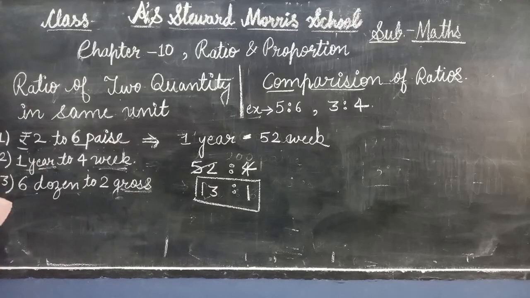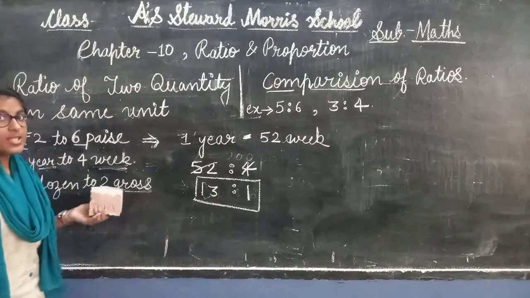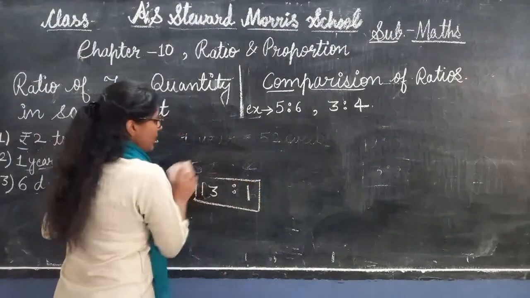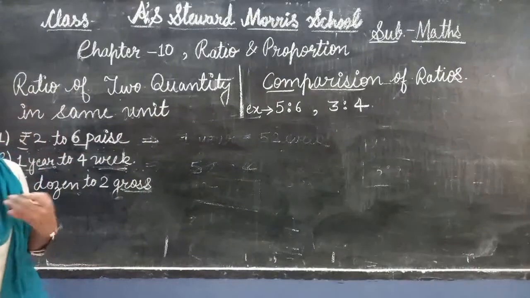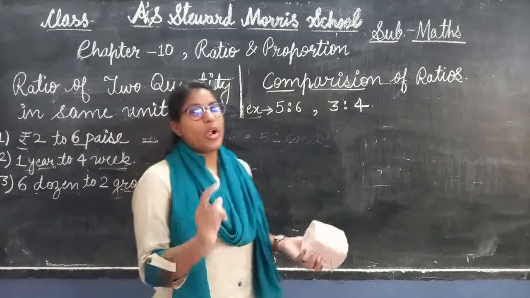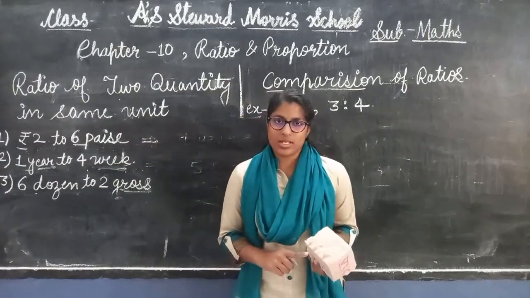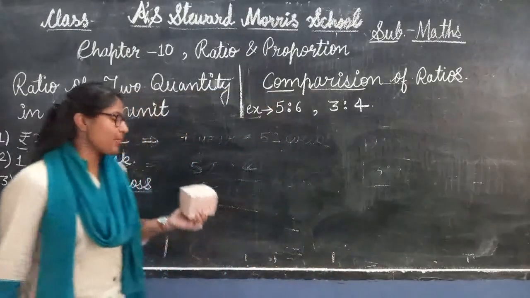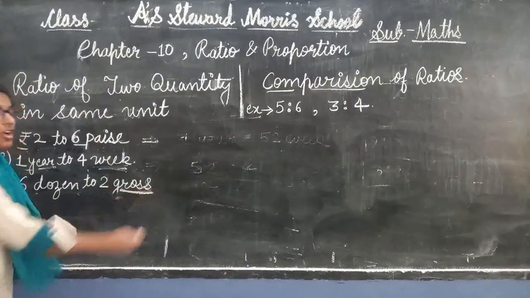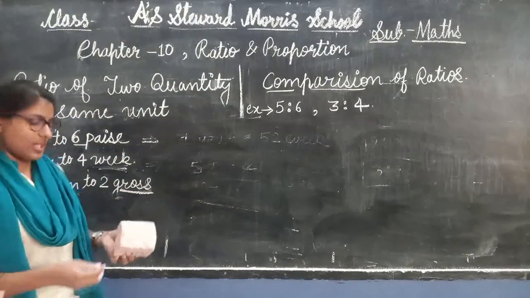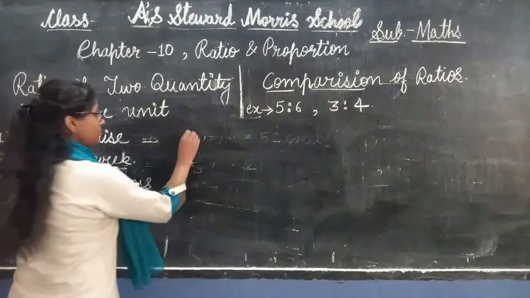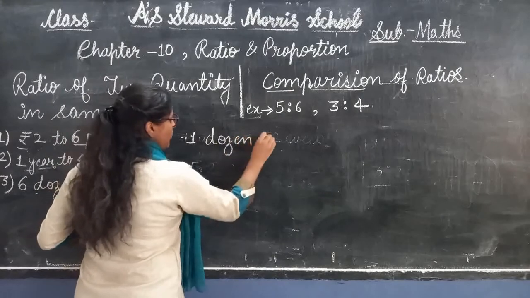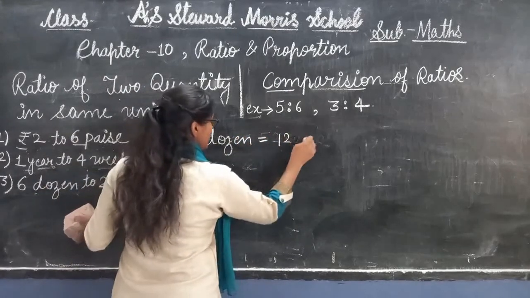The next one is 6 dozen to 2 gross. Now these are new units for you. Let's understand how many items you have in each. 1 dozen is equal to 12 items. In 1 dozen you have 12 items, and in 1 gross you have 144 items. Let's see how we solve this. 1 dozen is equal to how many items? 12 items.